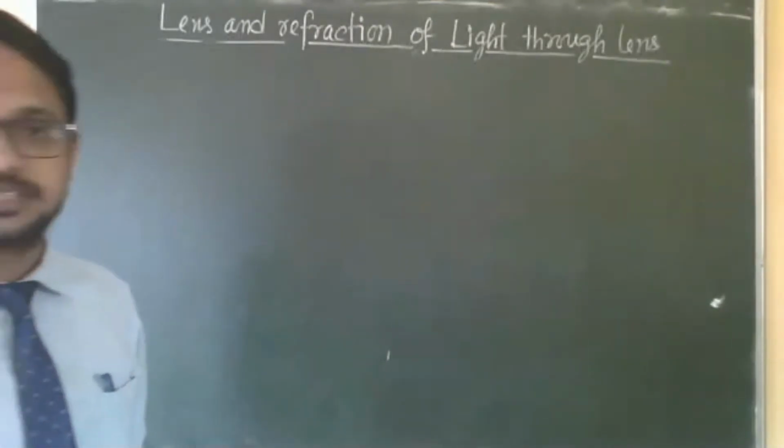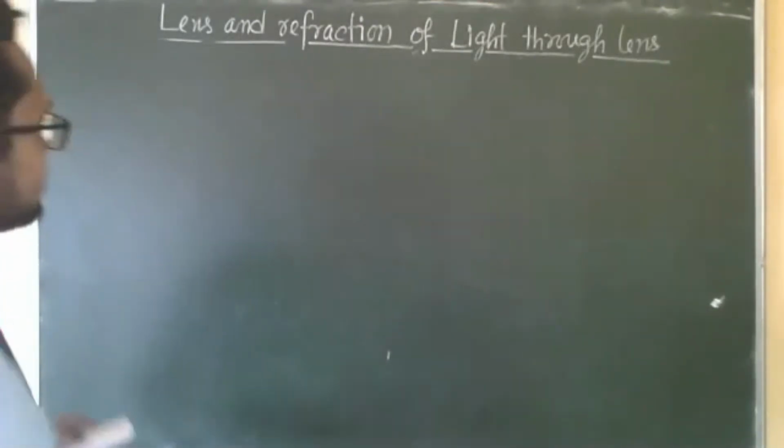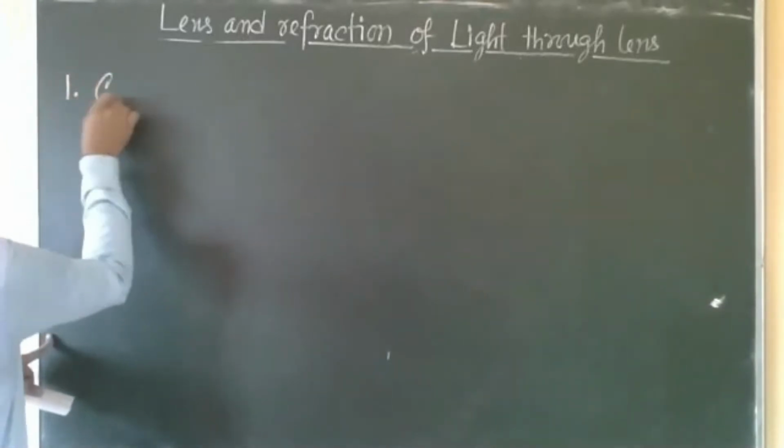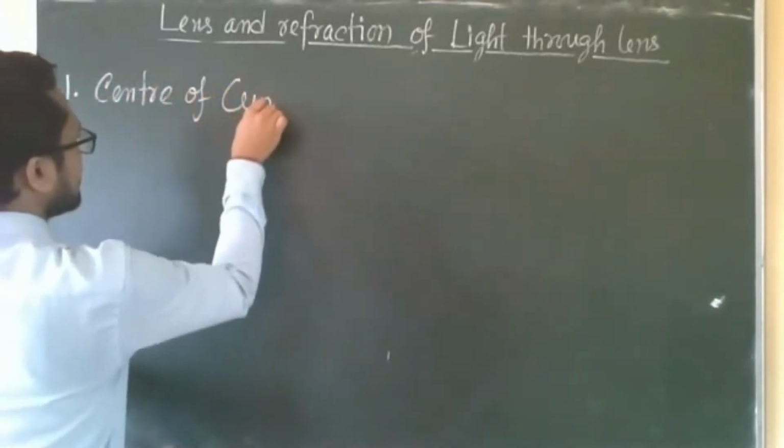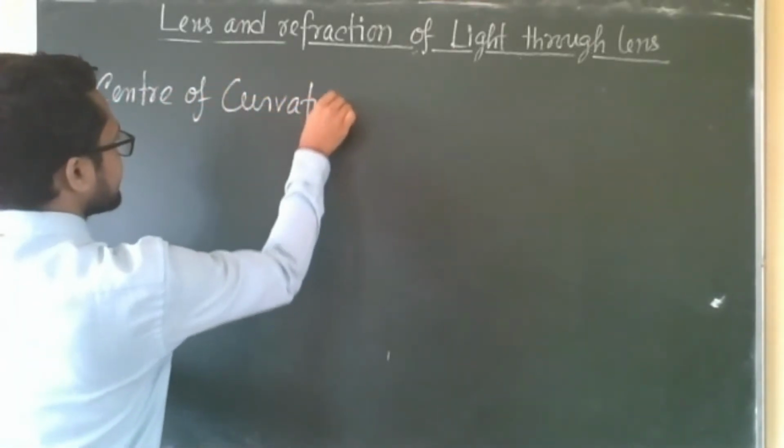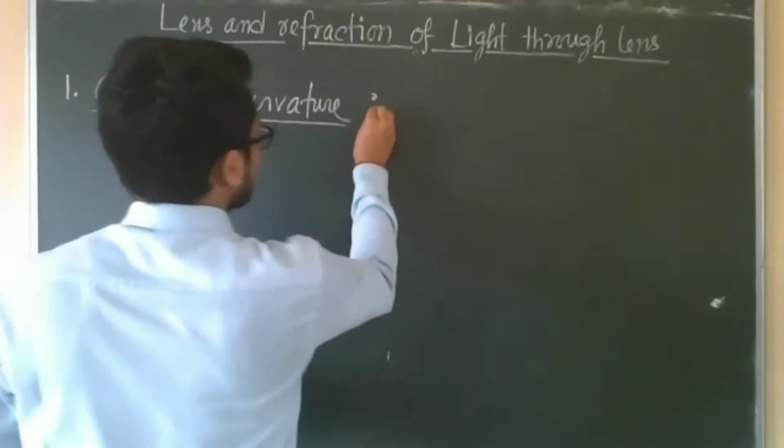105.5.3 Technical terms related to lens. The first term is center of curvature. So what is center of curvature?